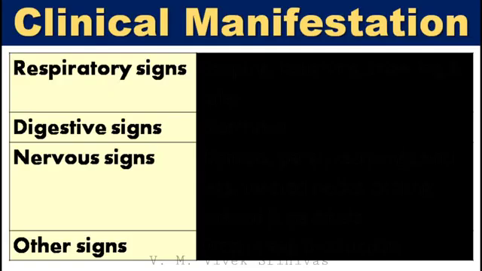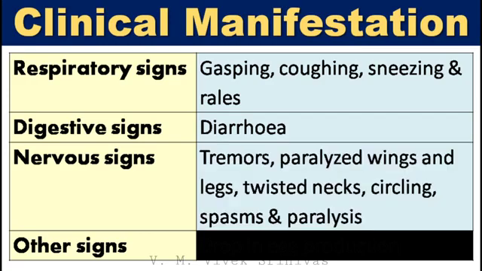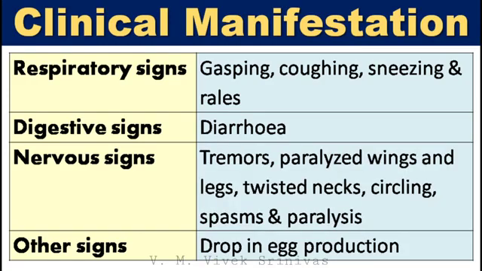Clinical manifestations are also based on the severity and the predilection site of infection. Birds may show respiratory signs, digestive signs like diarrhea, neurological signs, and other signs like a drop in egg production. Signs and symptoms are often misdiagnosed for other poultry diseases.